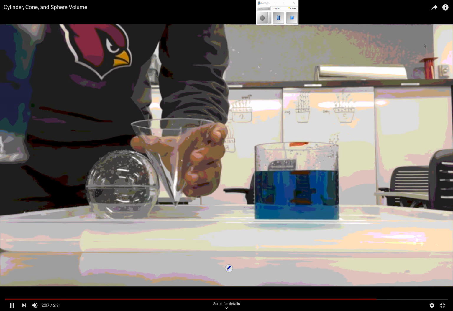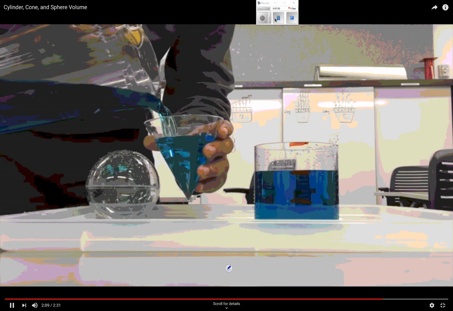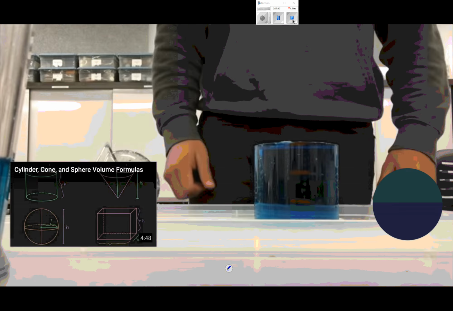Okay? Okay. Yep, that last third can be filled in with one more cone. Just a little visual to help you wrap your brain around everything that we're doing.